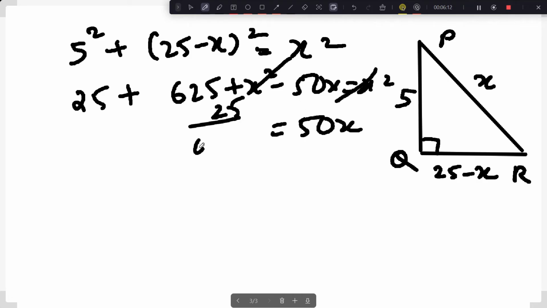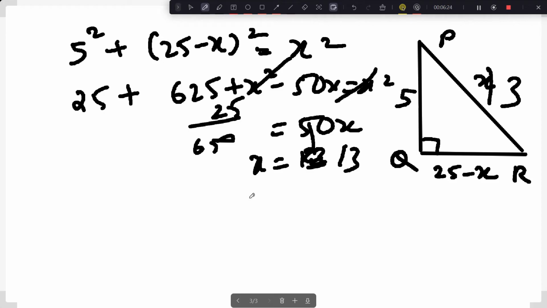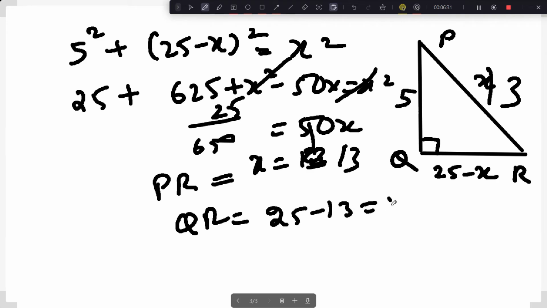650 is equal to 50x, so x is equal to 13. So that means this is PR, 13. Then QR is 25 minus 13, which is 12. So the sides of the triangle are 5, 12 and 13. I don't know why this became difficult all of a sudden.